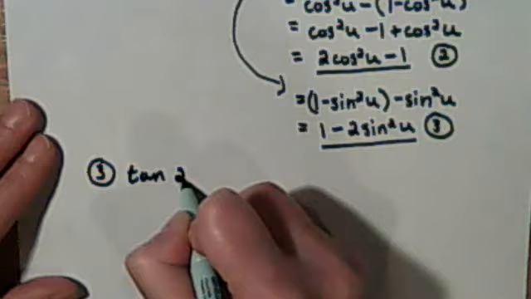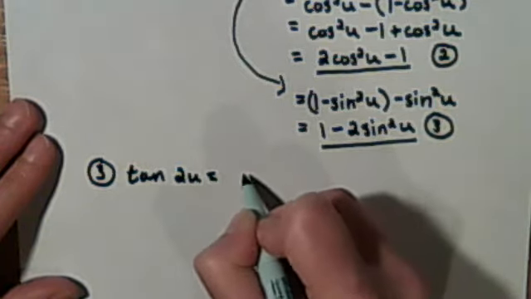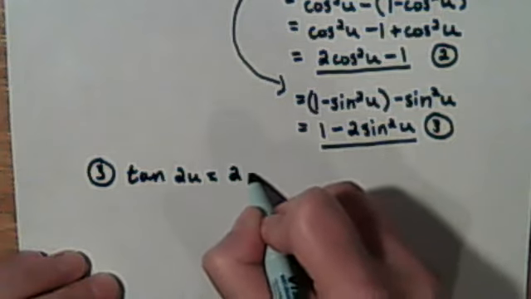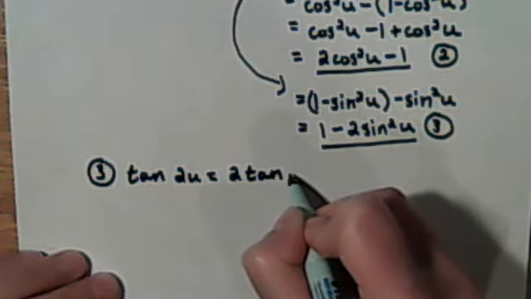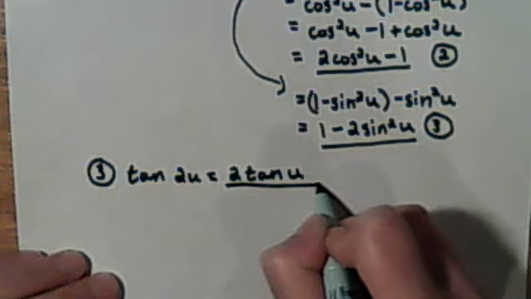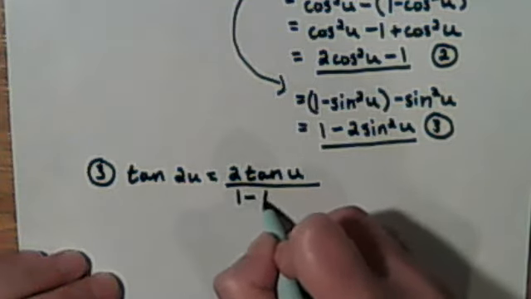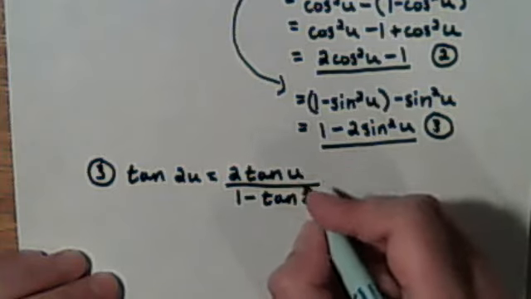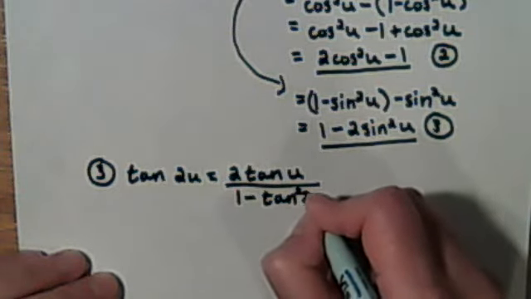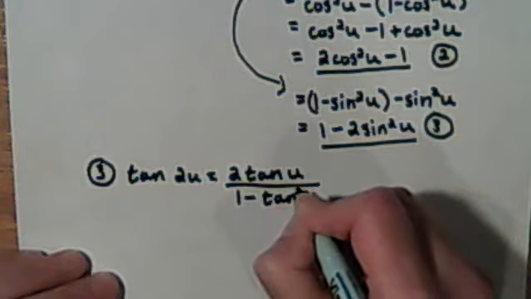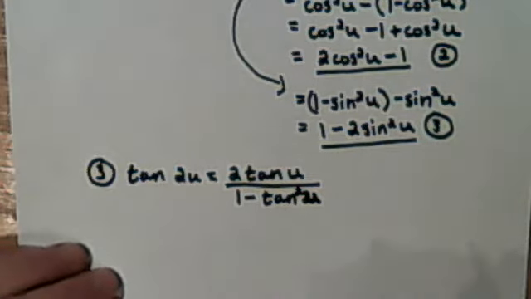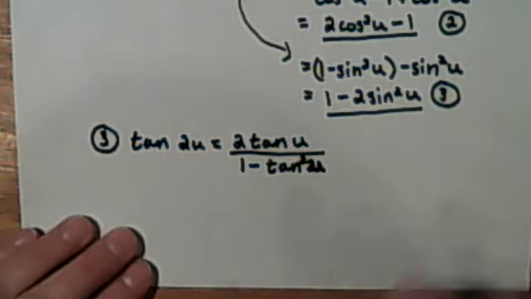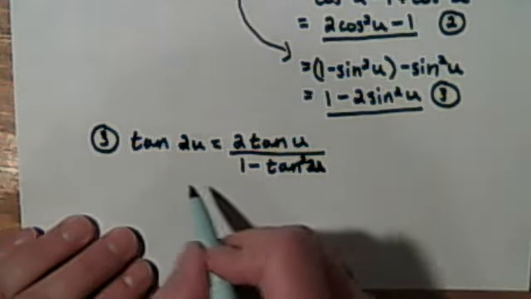Tangent of 2u is equal to, very similarly, from the sum formula, 2 tangent u over 1 minus tangent squared of u. There we go. Should be a square there. And this one also can be very quickly proven using the sum formula for tangent.